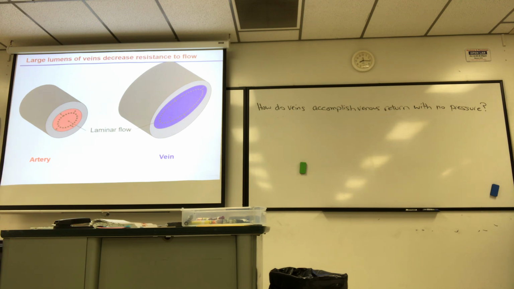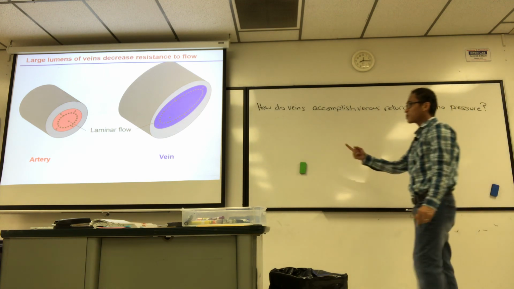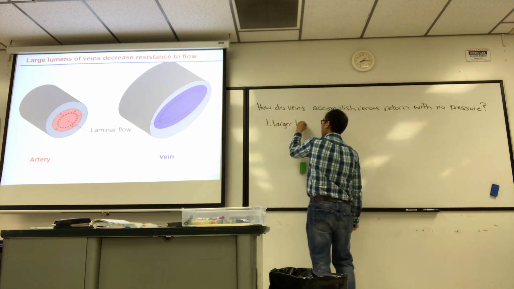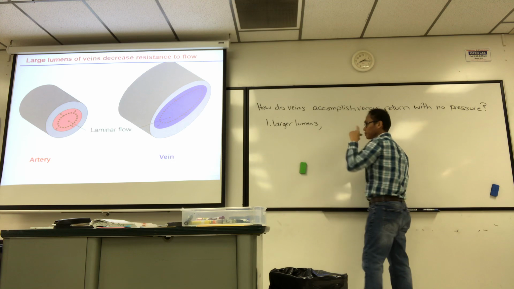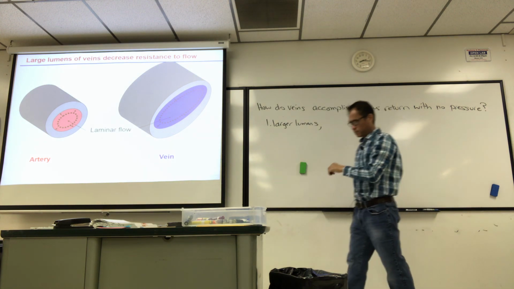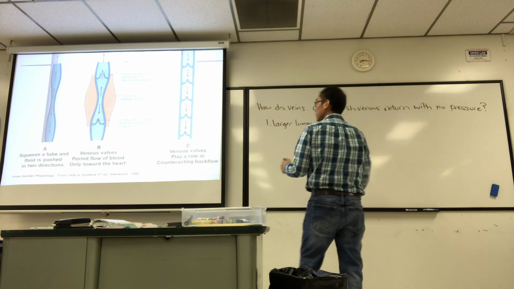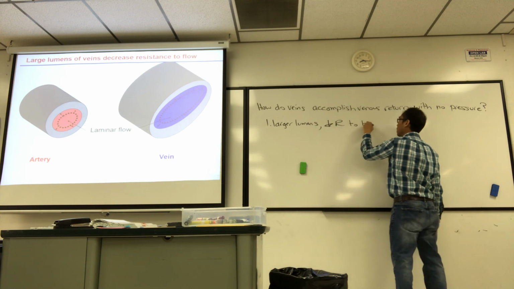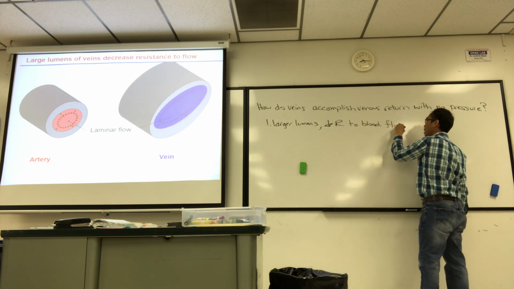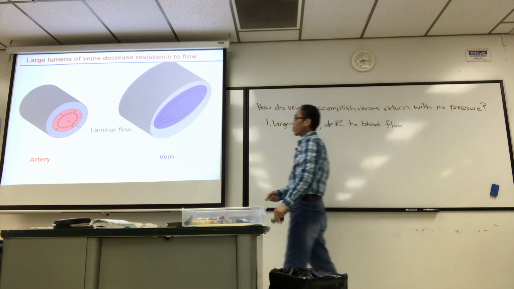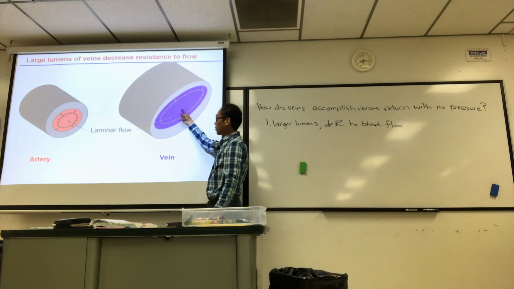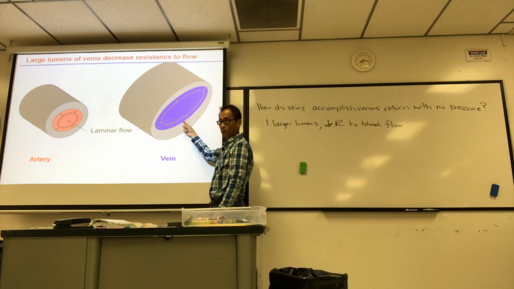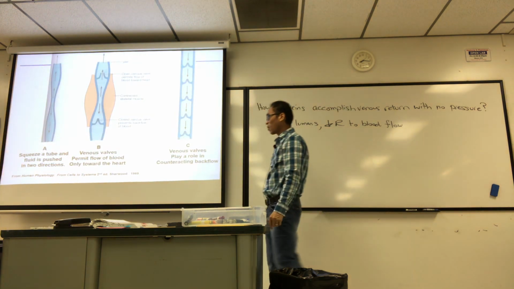So what are some of these compensations that veins have? Well, the first thing is they have larger lumens than arteries. So you have decreased resistance to blood flow. There's more layers of blood flowing that has that nice laminar flow with no friction against the vessel wall. So that's one compensation. They're larger.